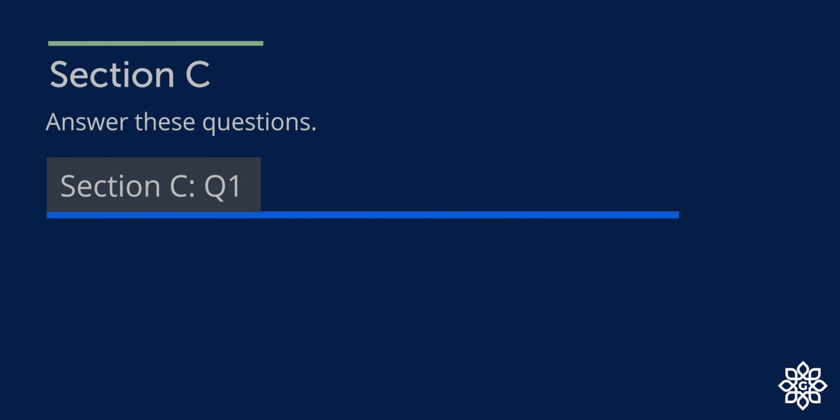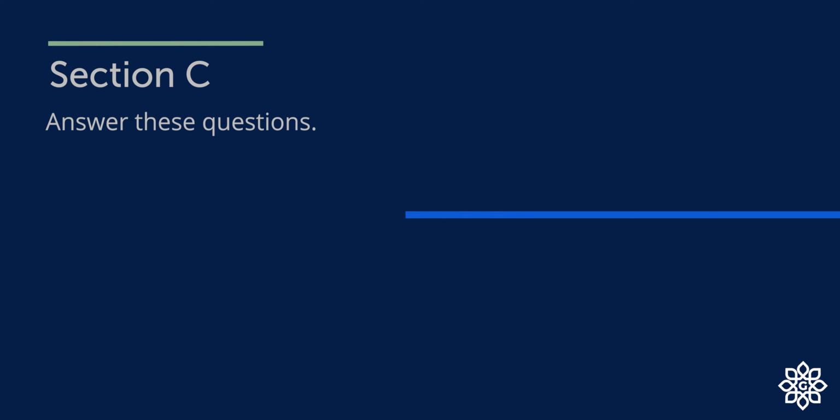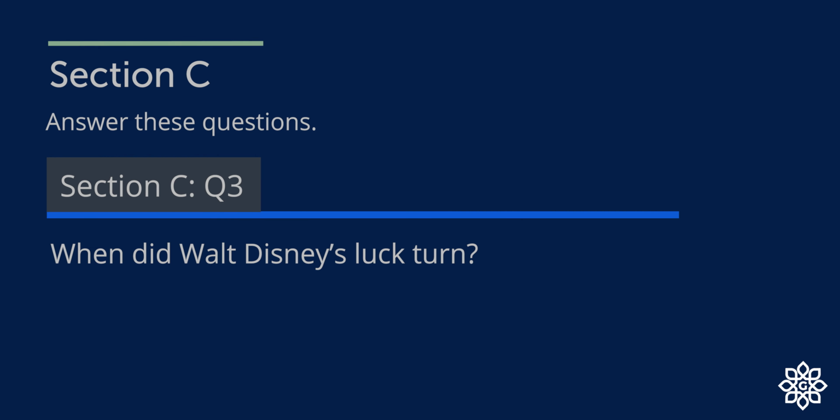Question number 1. What talent did Walt Disney show even at an early age? Even at an early age, Walt Disney exhibited great talent for drawing and painting. He often traded his drawings for haircuts with a local barber and sold his paintings to his neighbors. Question number 3. When did Walt Disney's luck turn? Walt Disney's luck turned when he and his brother Roy started their own studio in Hollywood. So, likewise, you have to do the rest of the exercise.